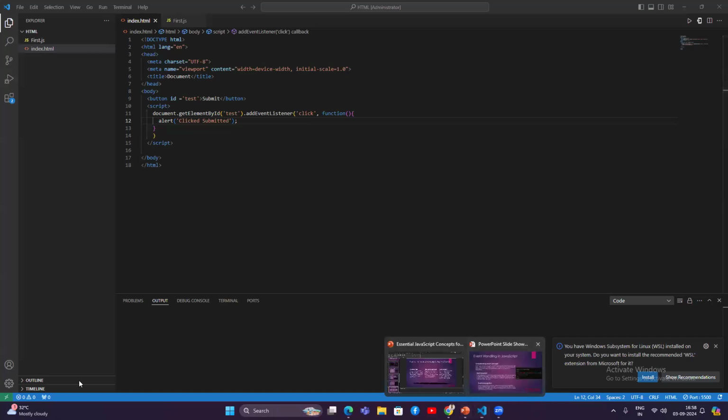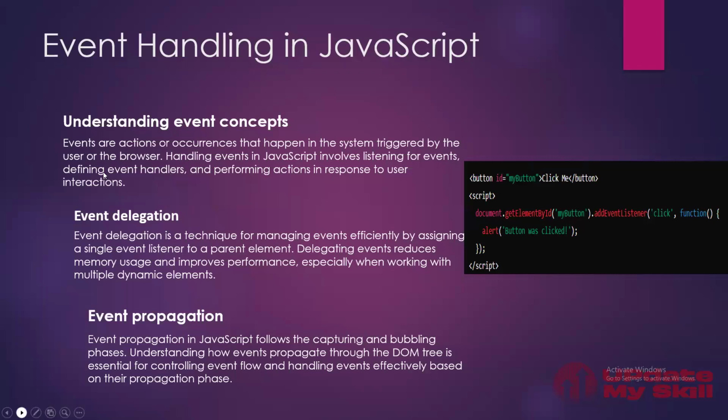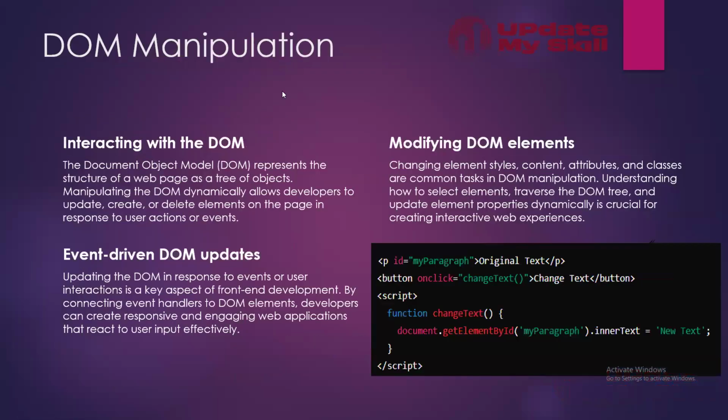So I will move to the next topic. The next topic is DOM manipulation. DOM is nothing but the Document Object Model. It represents the structure of the web page as a tree of objects. Manipulating the DOM dynamically allows developers to update, create, or delete elements on the page in response to user actions or events. Just now we talked about events, right? So in the events, we have different functions like update, create, or delete, which we can do using the DOM.